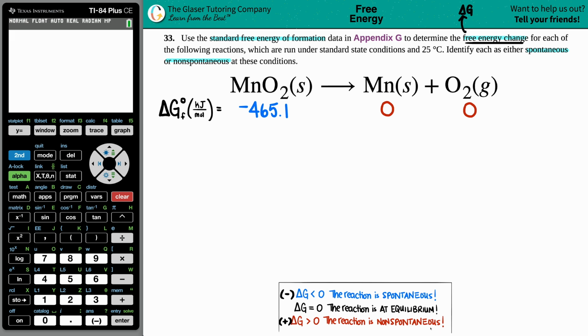But if your delta G is over 0, which is the same thing as just saying any positive value, that reaction is non-spontaneous. Now, I did go in the back of the textbook to find out what the delta G formation values are for each individual component. So any elemental substances always have a delta G of 0. So like a standard state elemental substance, manganese solid, O2 gas, zeros. But for compounds, chances are they're going to have an actual value. And for MnO2, it's a negative 465.1 kilojoules per mole.